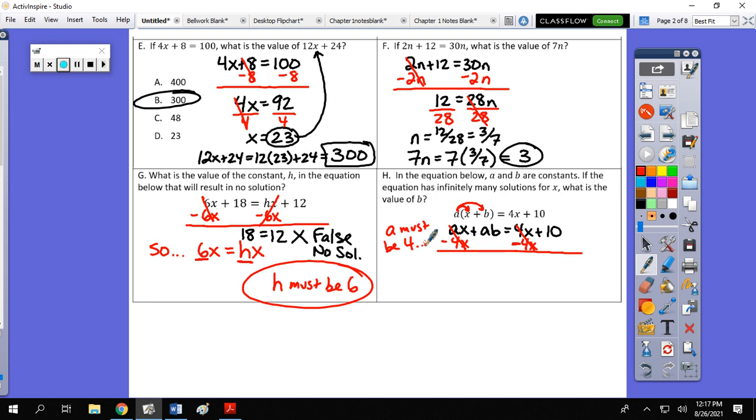Because that would allow the x to drop out of the equation, which means if a is 4, then we're really looking at the equation 4b is equal to 10. If 4b is equal to 10, that allows us to find the value of b by dividing each side by 4. b, for an infinite solution, would have to be 5/2.